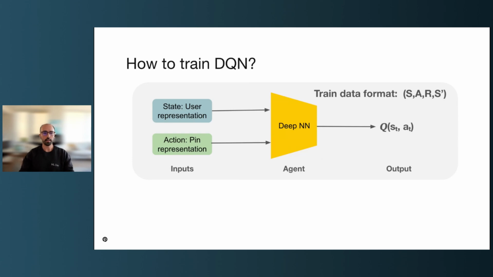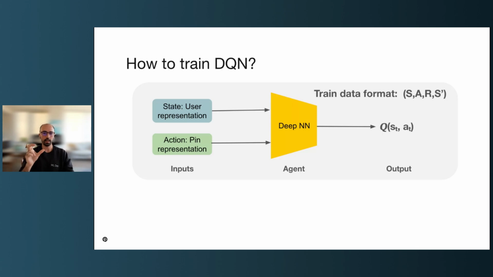When it comes to training this DQN, the actual training method is fairly similar to common ranking models. We have a neural network that takes in features that represent both the state of the user and some feature representation of the pins that we're trying to estimate. The output is a score, which is the estimate of the long-term reward after taking that pin. In order to train this model, we need the data to be in the format that I added on the top right, which is a state, action, reward, and next state. That is a transition.